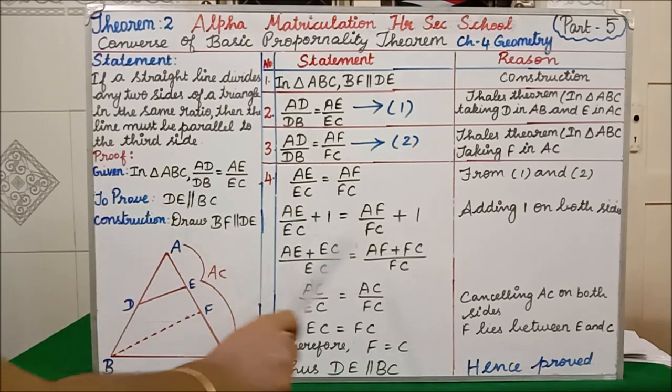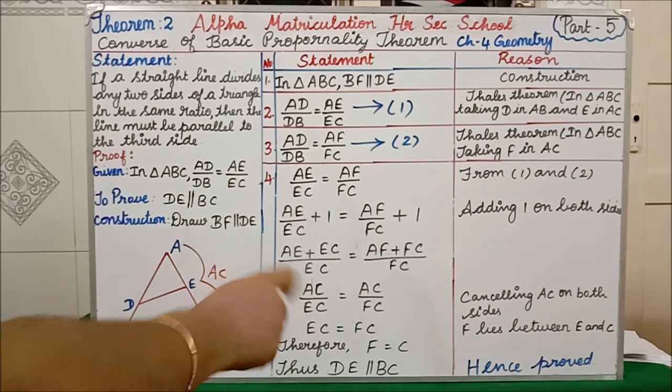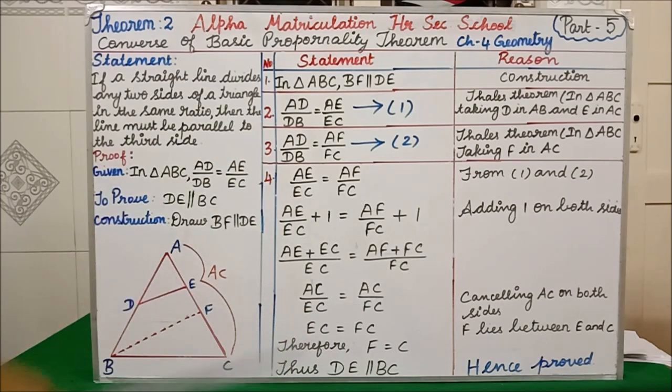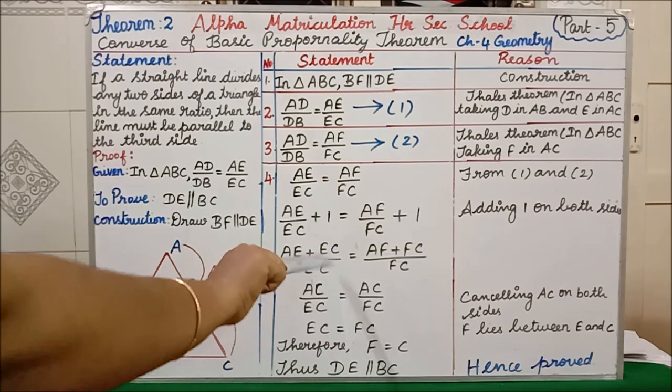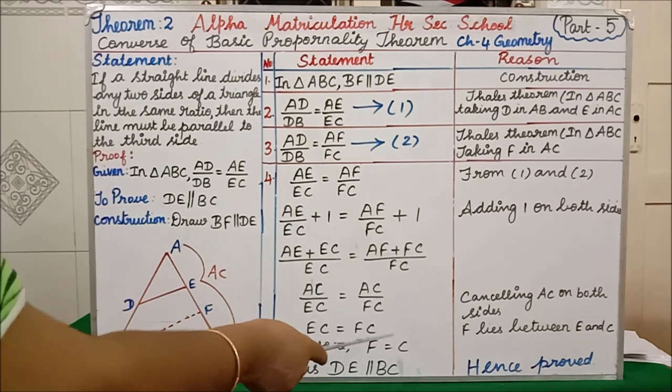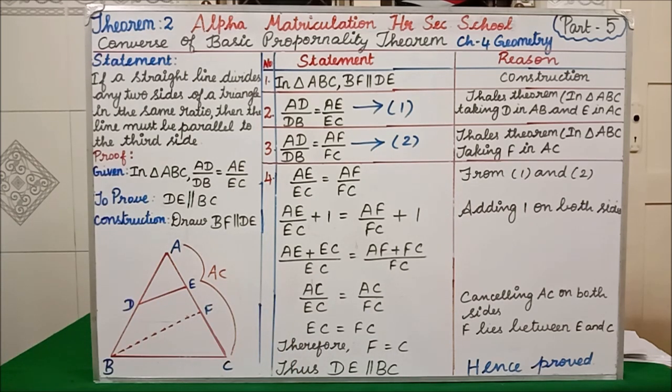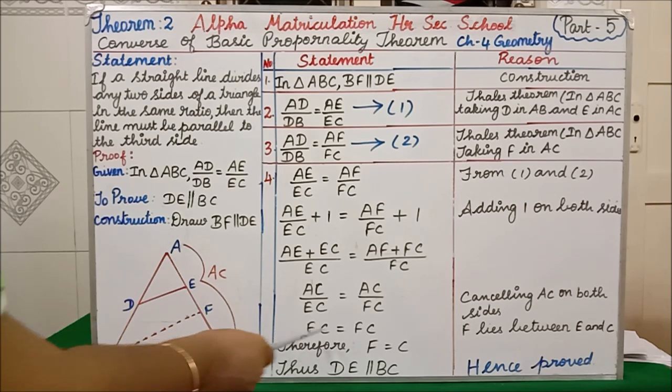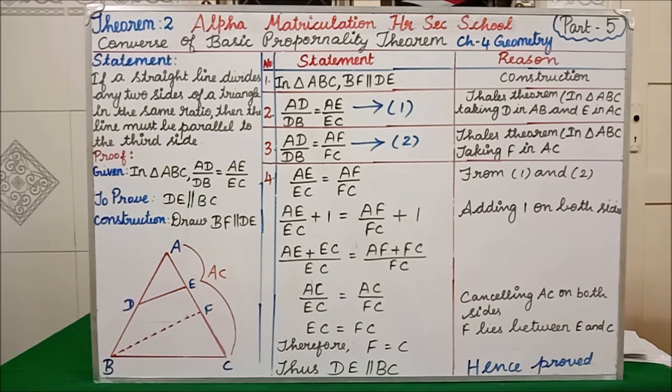So both the numerators are AC. In the next step, we are cancelling AC on both sides. This side numerator AC, this side numerator AC, we are cancelling. Then what is left here? EC equal to FC. Clear? What we have got now is EC equal to FC.